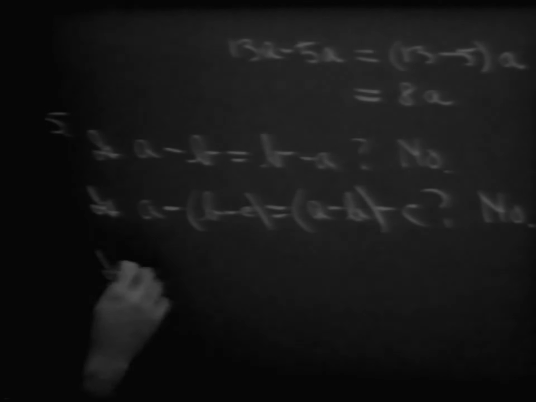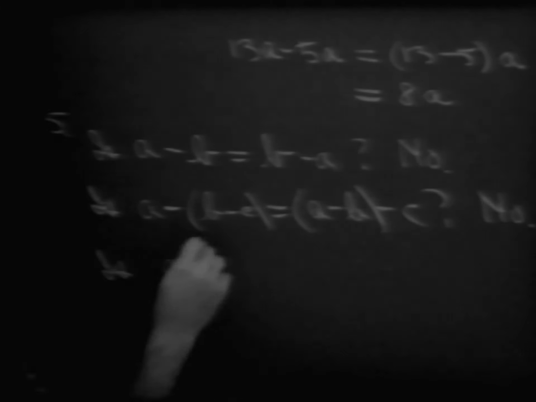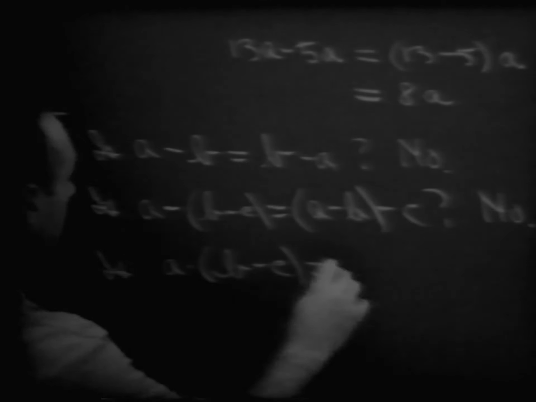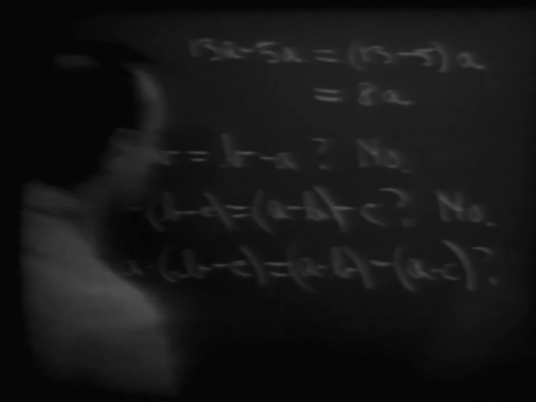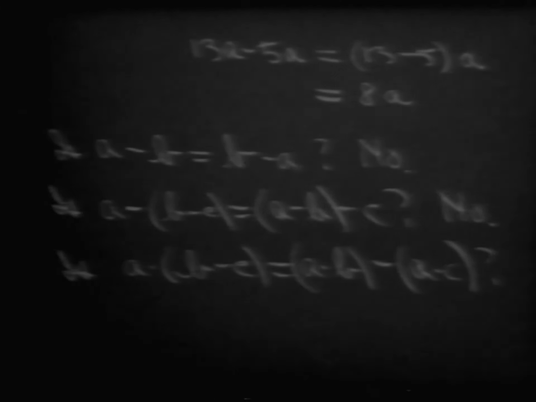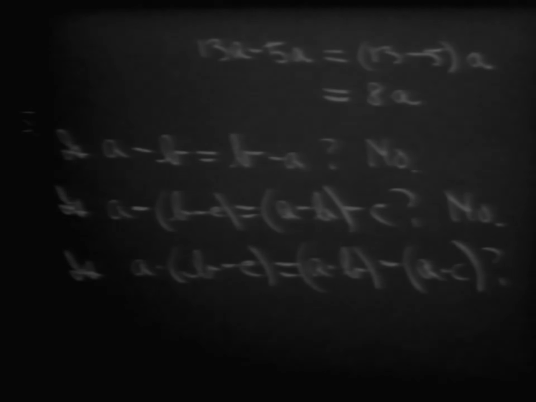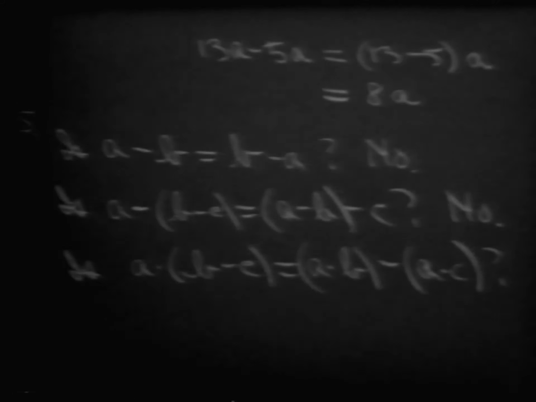How about something like this? Is A times the quantity B minus C equal to A times B minus A times C? And what would you think about that statement? This looks like what kind of property? It looks like, Dave, the distributive property of what? Multiplication over subtraction.